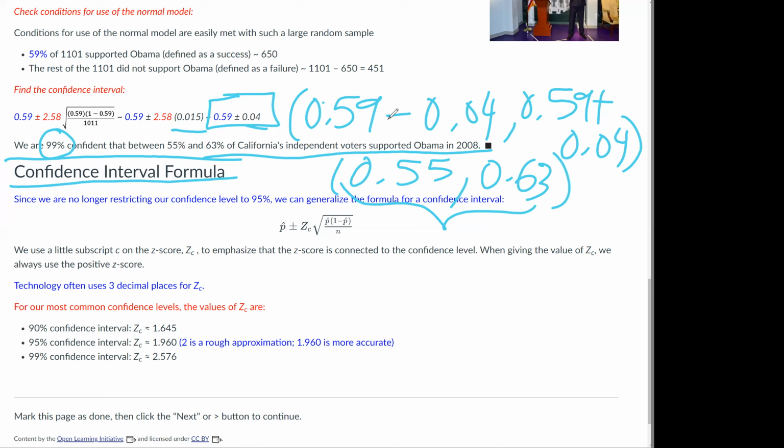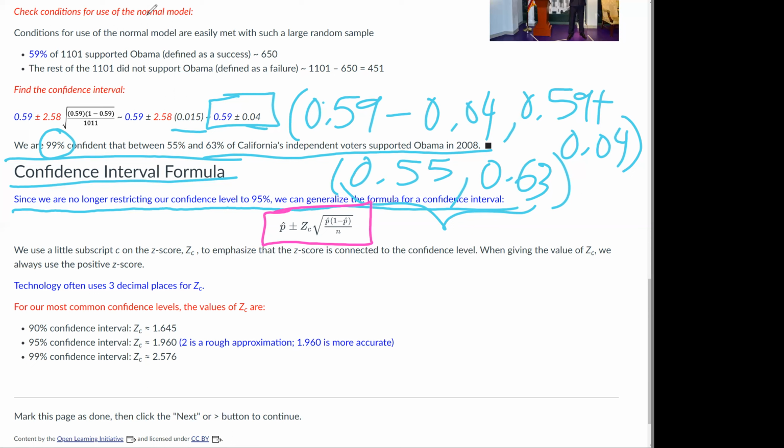The confidence interval formula, just to reiterate: since we're no longer restricting our confidence interval to 95%, we're not going to use the 2 in front of the square root exactly anymore. The 2 was only because we were focusing on the 95% confidence interval level. But now, because we might change it to 99, we might change it to 90, or even something else if we're feeling crazy, we're just going to keep it simple.